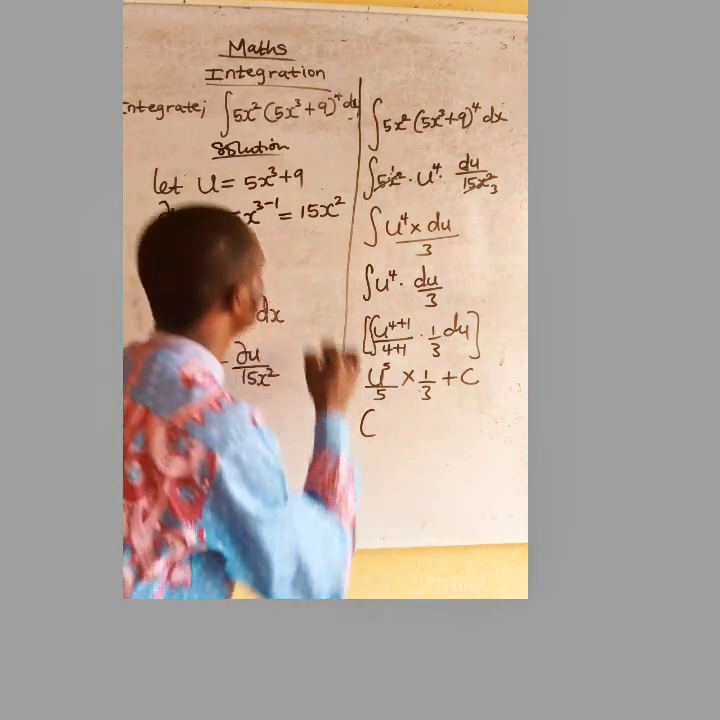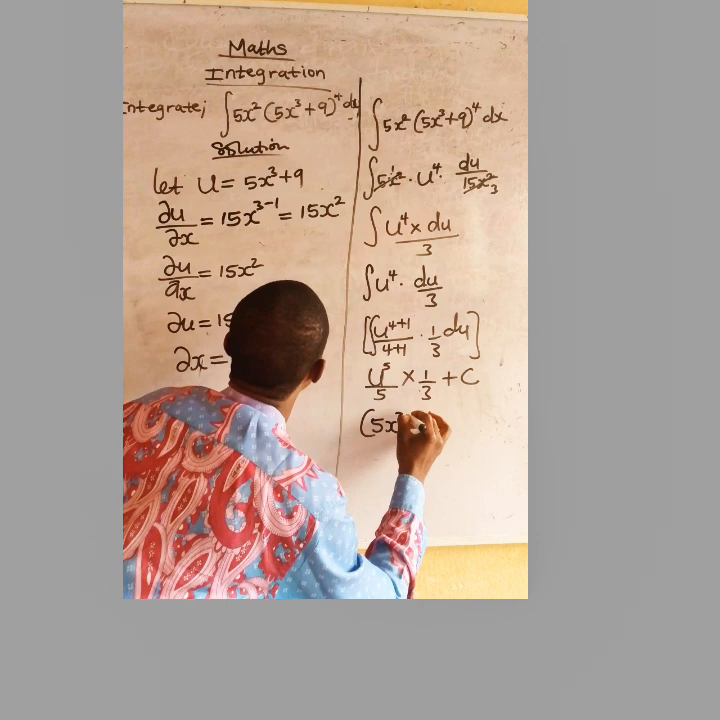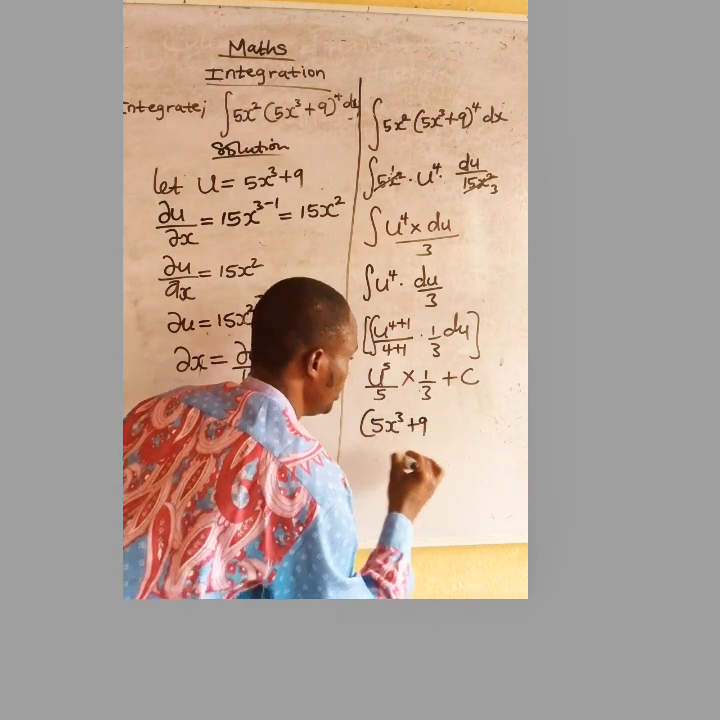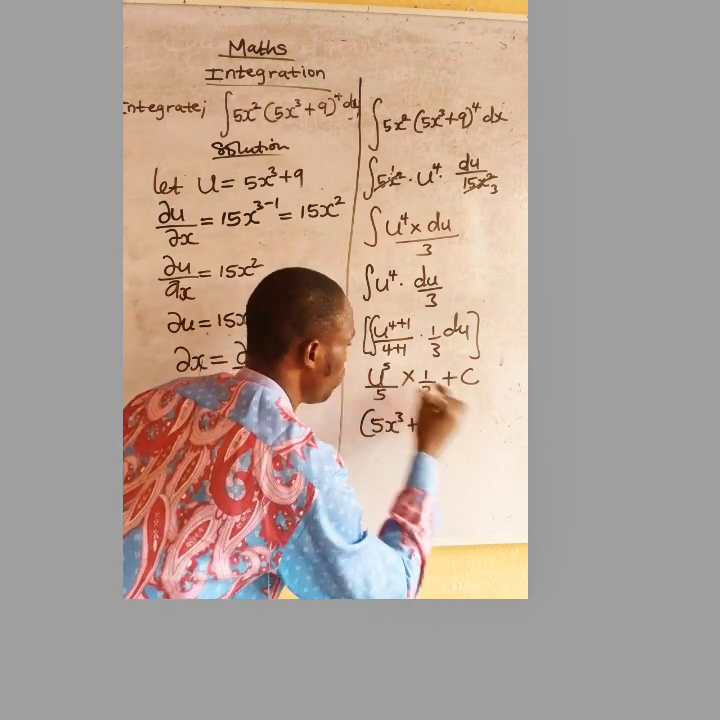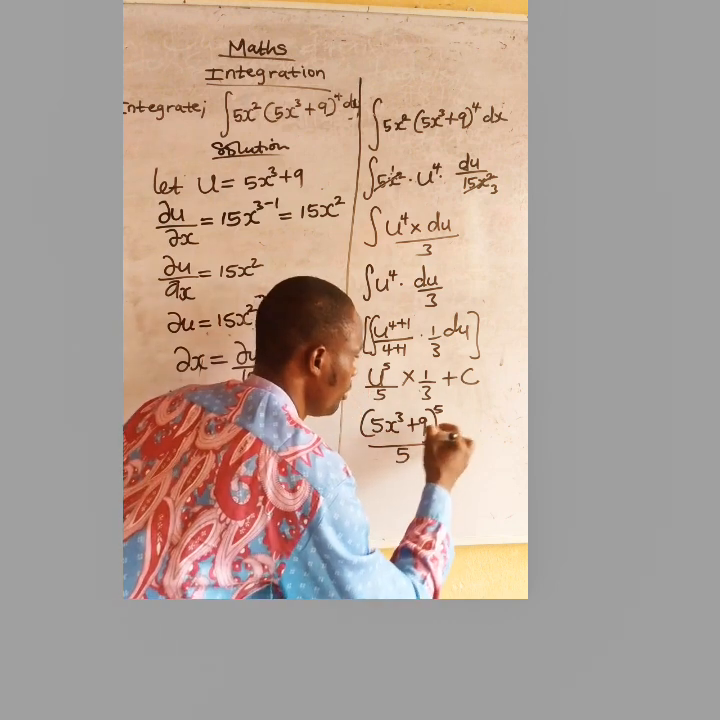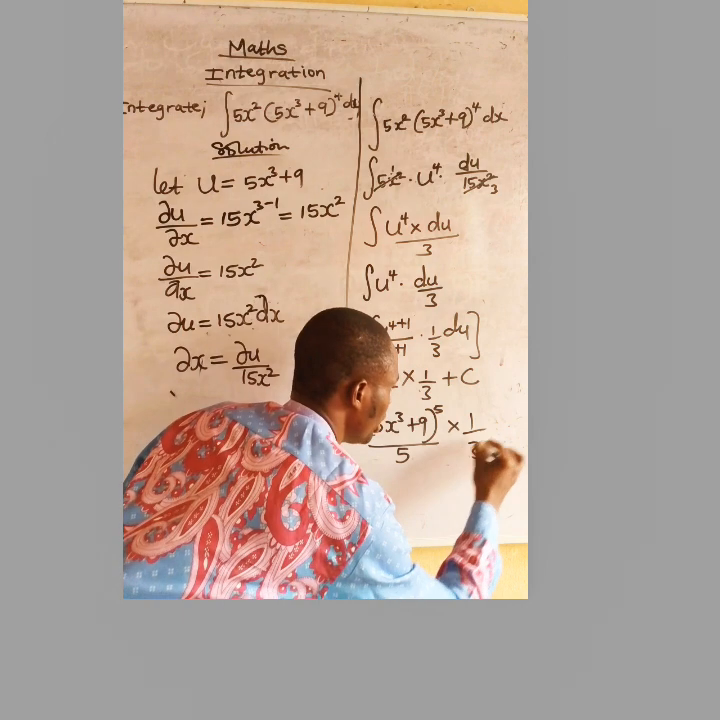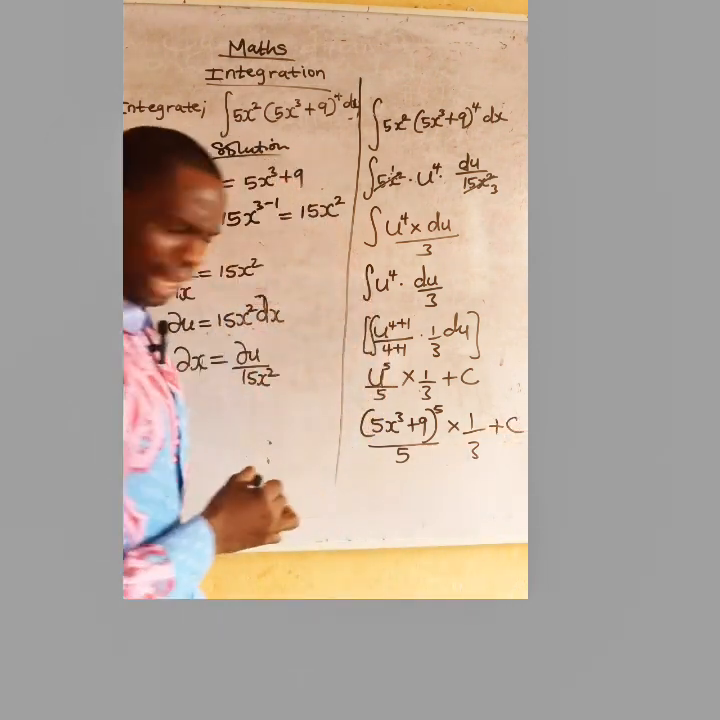open a bracket, 5x raised to power 3 plus 9, close your bracket, raised to power 5, all over 5. Then times 1 all over 3, plus c. Can you see that?